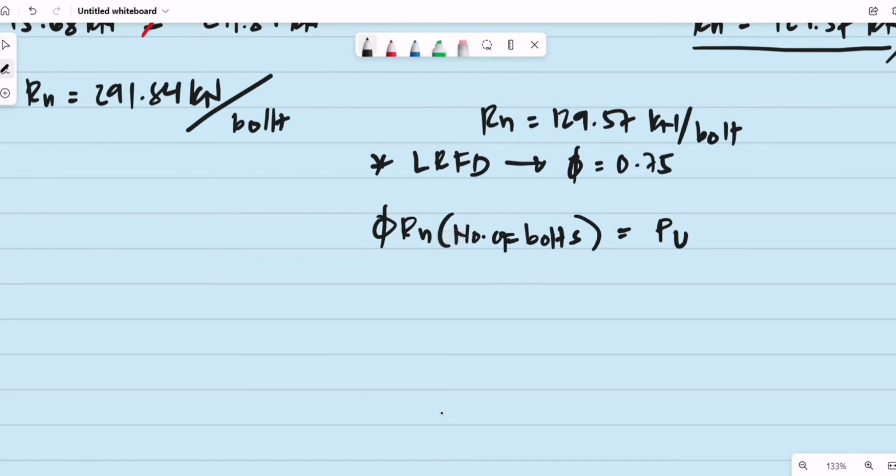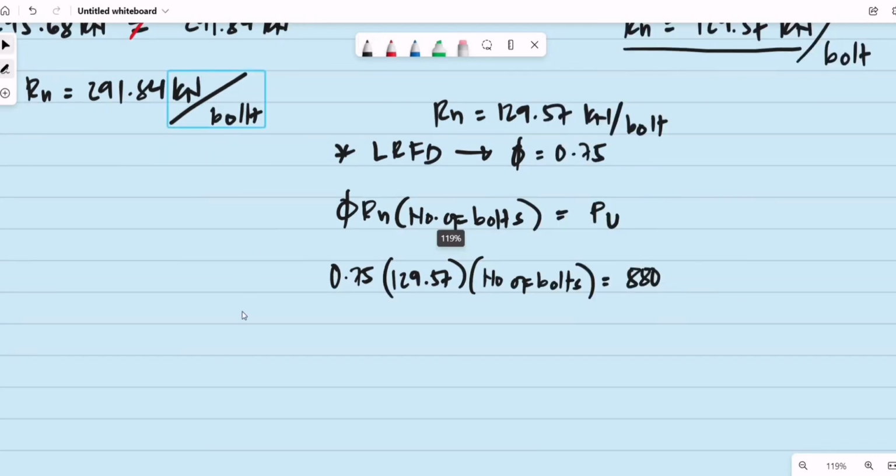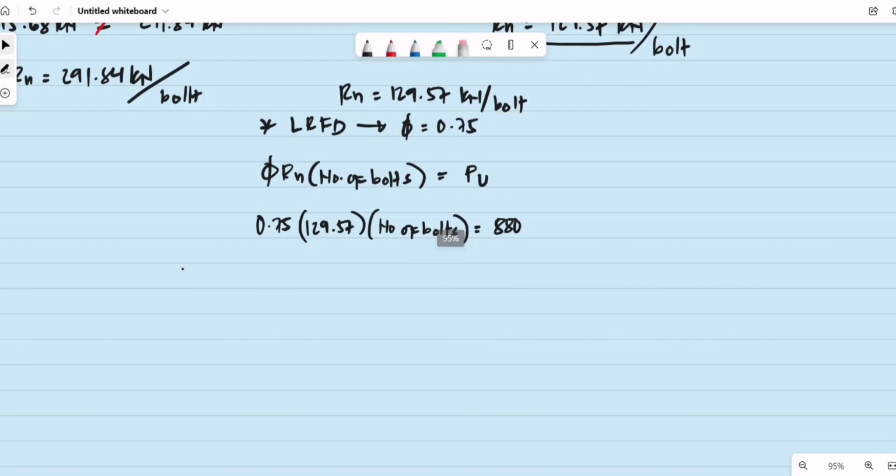So we have reduction factor phi equal to 0.75 for LRFD, multiplied by R sub n, which is 129.57, then multiplied by the number of bolts, is equal to P sub u, that is 880 kilonewtons. Okay, so let us now compute. What will be the required number of bolts for LRFD?